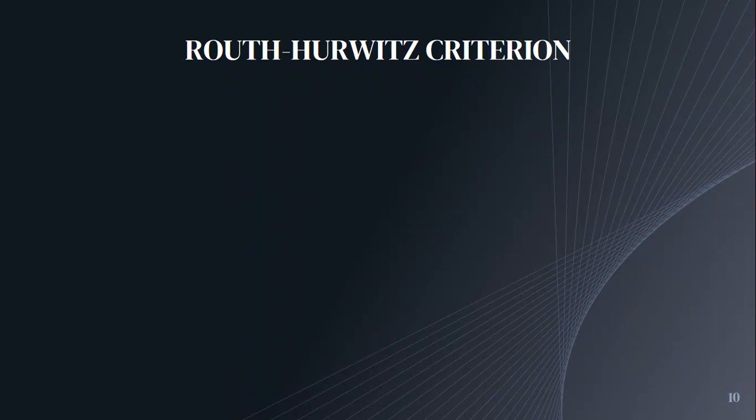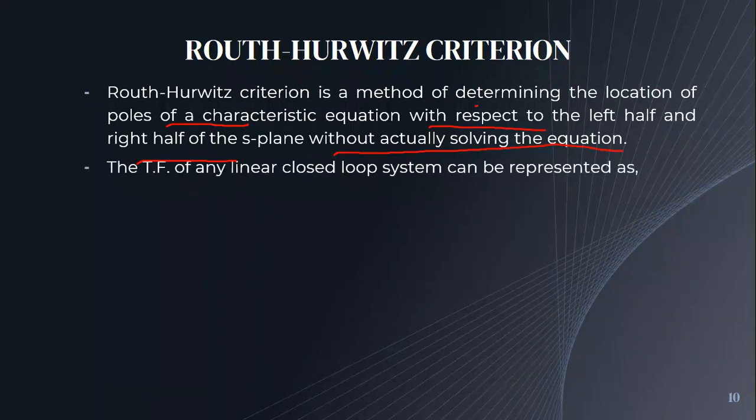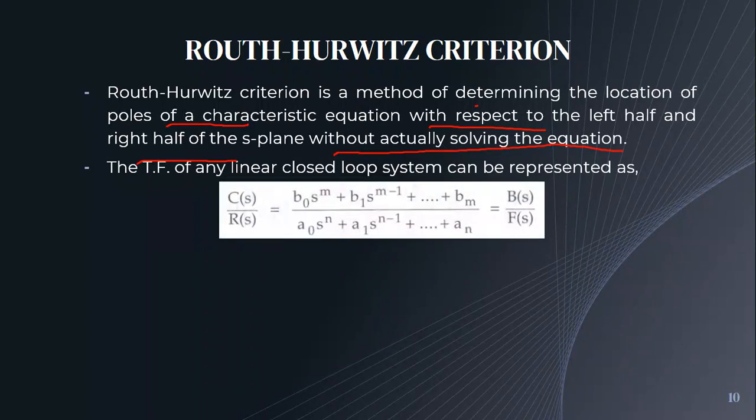As of now, we have talked about the stability of the system based upon the location of poles. But as we move on to higher order systems, like third order, fourth order or fifth order systems, the determination of poles becomes a cumbersome process. So using the Routh-Hurwitz criteria, we will determine the location of poles of the characteristic equation with respect to the left half and right half of the S plane without actually solving the equation. We are not going to find the roots, but we will determine their location. Let's say I have a generalized transfer function like this; the equation in the denominator is known as our characteristic equation, which will give me the values of poles.